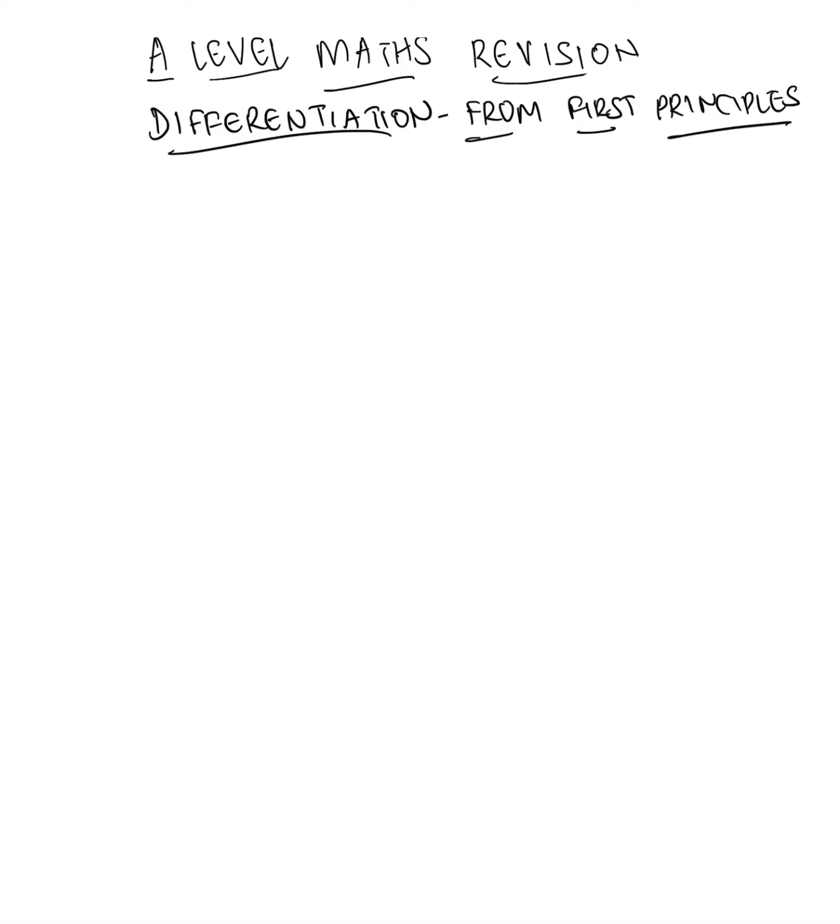So what is the gradient of a tangent? The gradient of a tangent is the gradient of a curve at the point of contact where it just touches the curve. Let's see what I mean.